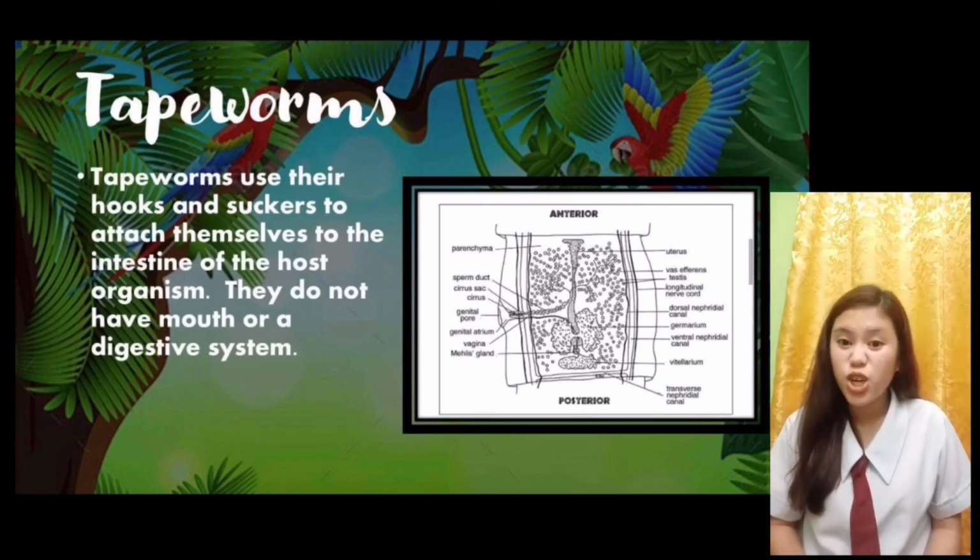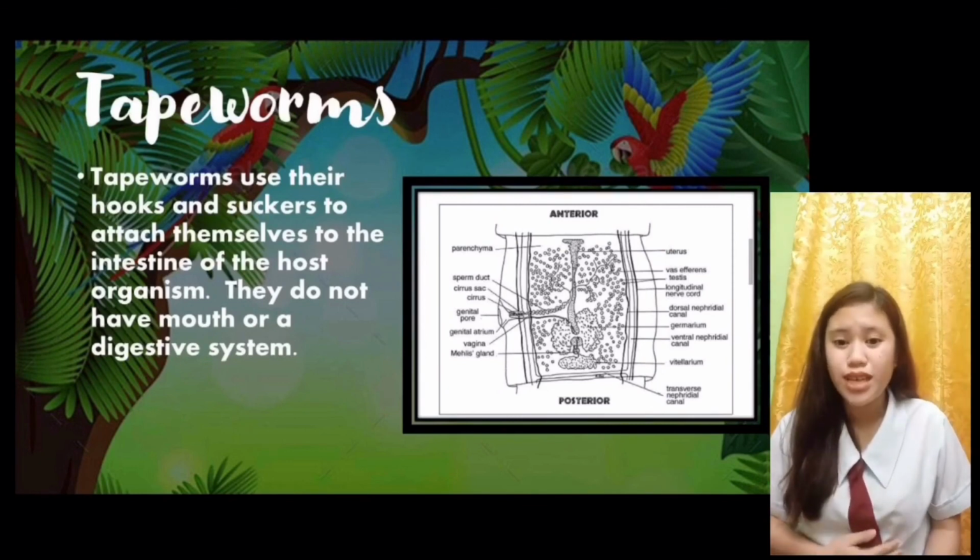Pero kapag siya ay undercook o hindi masyadong naluto, may possibility na buhay pa rin yung mga worms na yun, and pag kinain natin, papasok siya sa katawan natin kung saan ay maninirahan siya sa ating intestine.